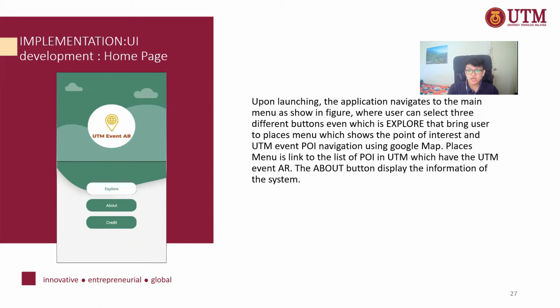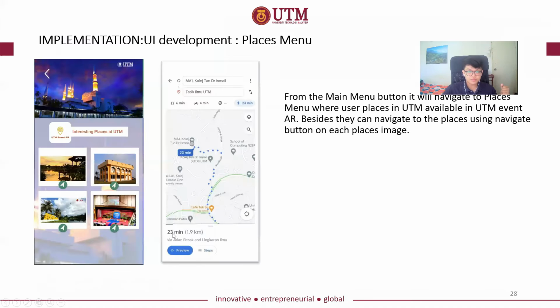We have the homepage. At this homepage, there are explore, about, and create buttons. And we also have the places menu, from which the user can do two things: the first one is to navigate to a POI, point of interest, and the second one is to open the camera. To open the camera, the user only needs to click on the image of the place in the places menu. For navigation, the user can click the direction button.